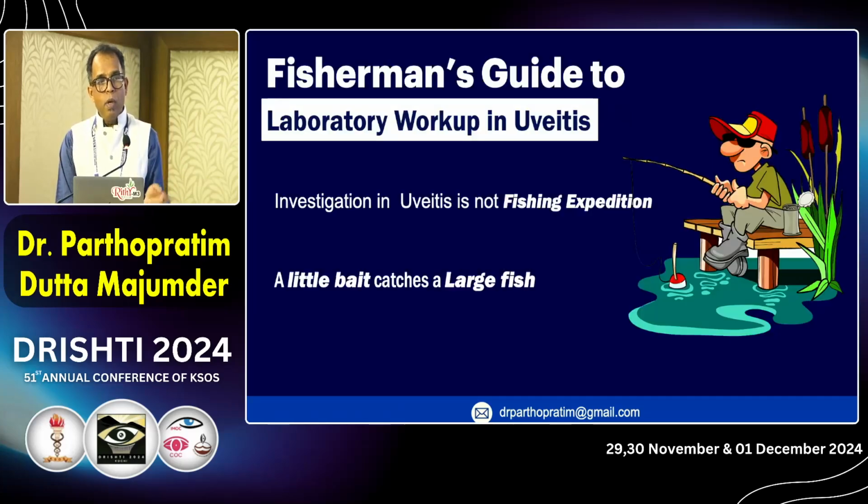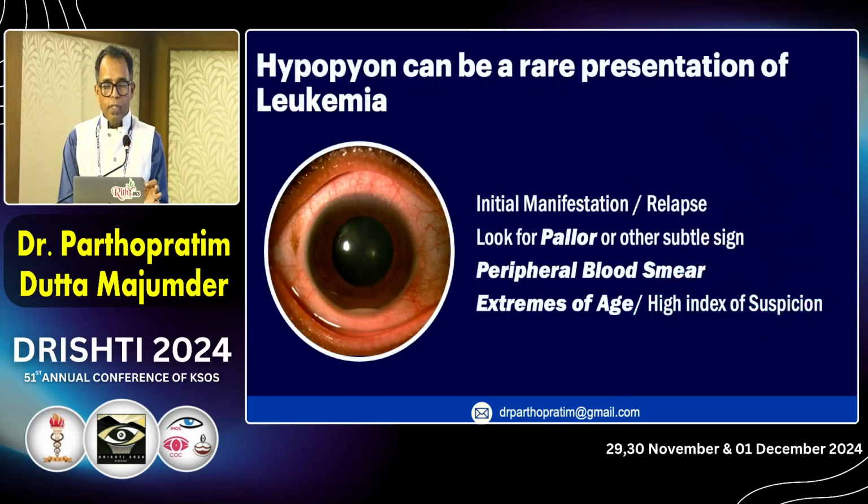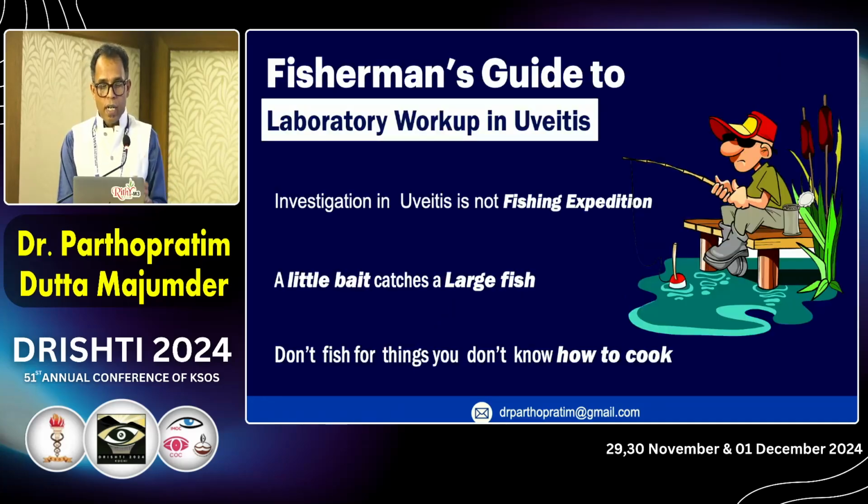Second, a little bait catches a large fish. For example, a patient has come with hypopyon or a sudden relapse, and if you are careful enough, the patient is cachectic, very pale, so a peripheral blood smear can actually pick up leukemia. I keep showing one case where a lady presented with VKH-like syndrome, and it was a case of leukemia picked up only by peripheral blood smear. So peripheral blood smear can be a very useful investigation in certain conditions.